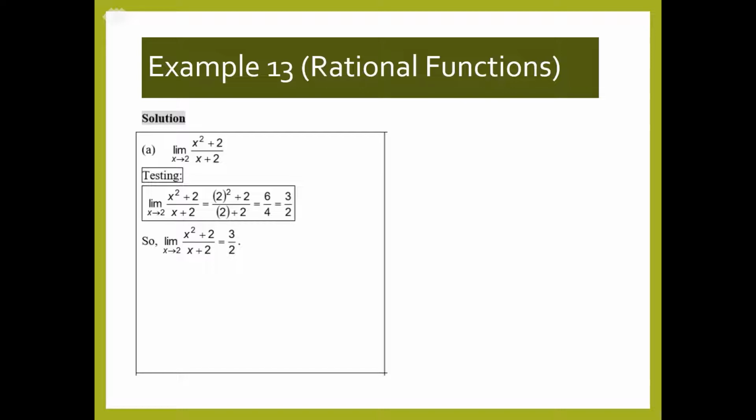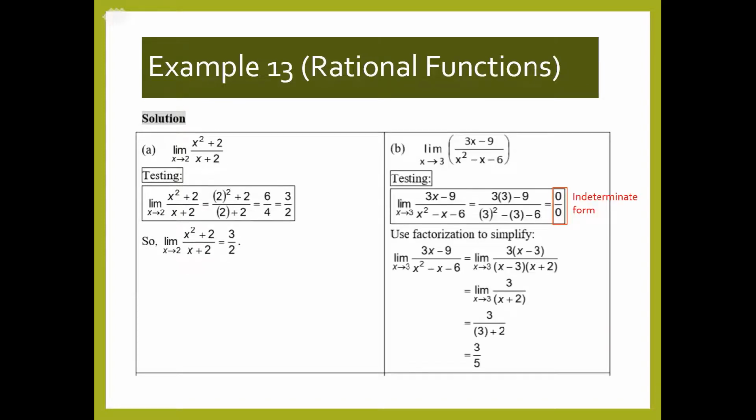For A, by applying direct substitution, you will get 6 and 4 as the answer of limit of numerator and denominator respectively. Divide the two answers and simplify, you will get 3 over 2 as the final answer. For B, by applying direct substitution, you will get 0 over 0, which is not equal to 0. For such case, you need to simplify the function using factorization before you can apply direct substitution.